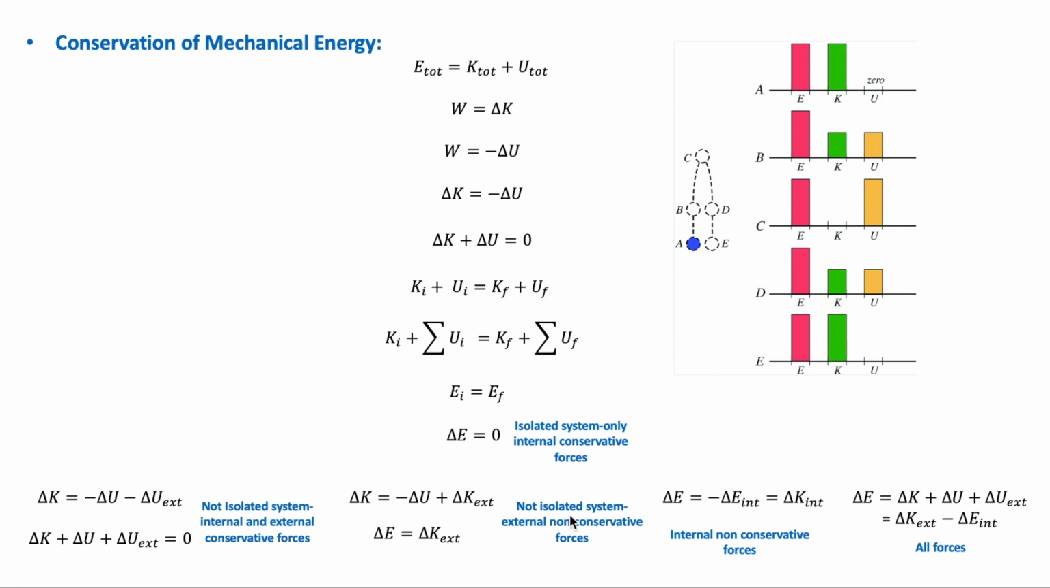So let's consider this case. The system is not isolated. There are internal conservative forces and there are also external non-conservative forces. So in this case, the change in the kinetic energy of the system is equal to the work done on the system by the internal conservative force, which is equal to minus delta U, plus the amount of kinetic energy changed due to an external non-conservative force, which is delta K external.